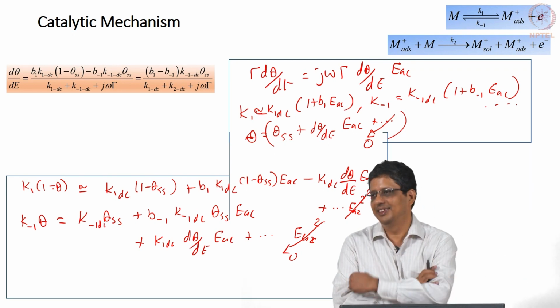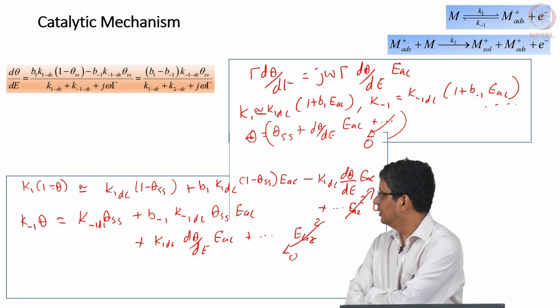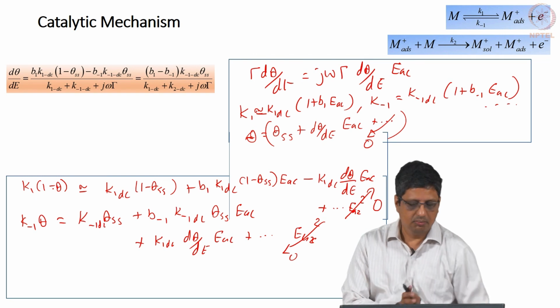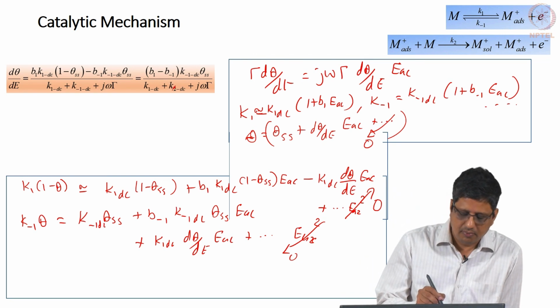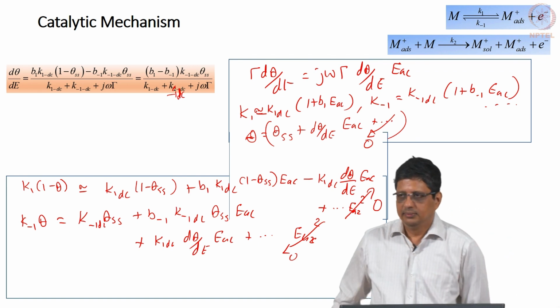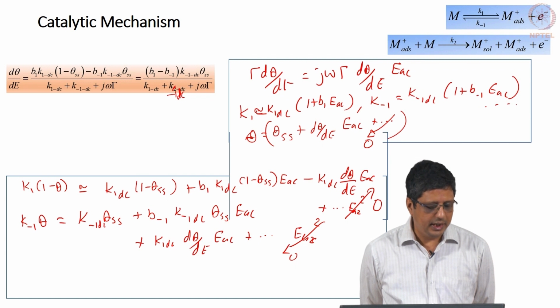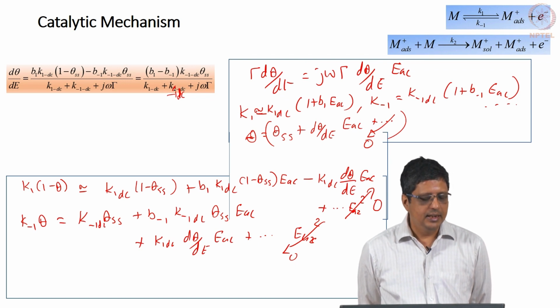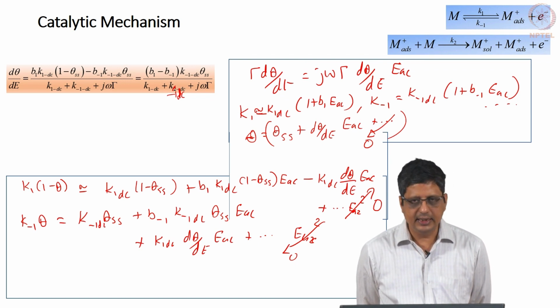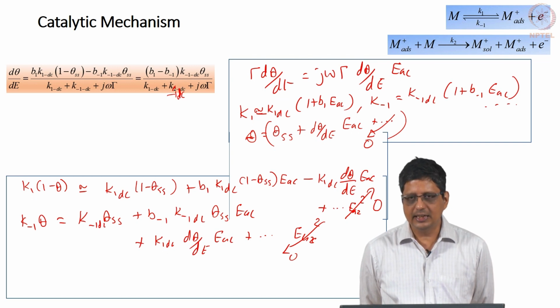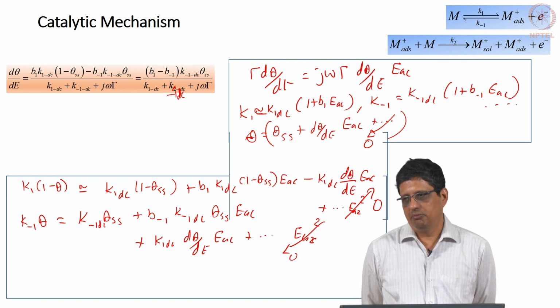Twinkle? The final expression K2 dc won't be there, it is K minus 1 dc. Thanks. In the mass balance equation, K2 does not come, because K1 dc times 1 minus theta ss is equal to K minus 1 dc times theta ss. We can write it in a slightly simplified form. It is more useful when you write on paper. When you put it in a program, it does not matter, it is all the same.